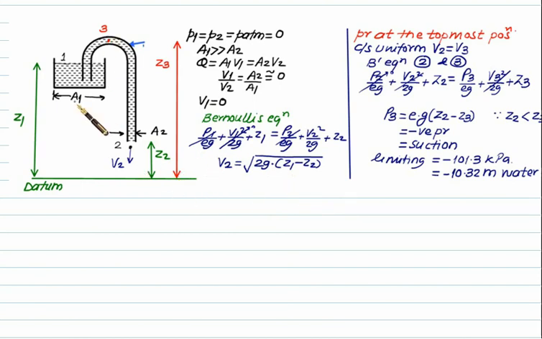For this one, you can apply the Bernoulli equation between 1 and 3, or between 3 and 2. This time the velocity at point number 3 will be the same as the exit velocity, equal to V2. Apply this Bernoulli equation and we can calculate the pressure at 3. Since level 1 is lower compared to 3, it means that at point number 3 the pressure must be negative. So there must be a suction at point number 3.